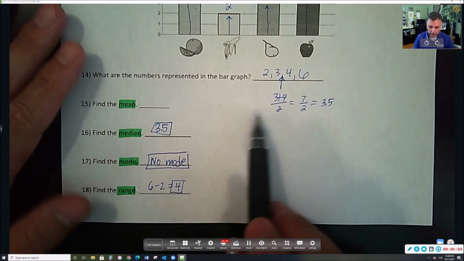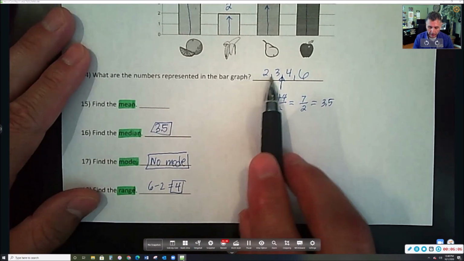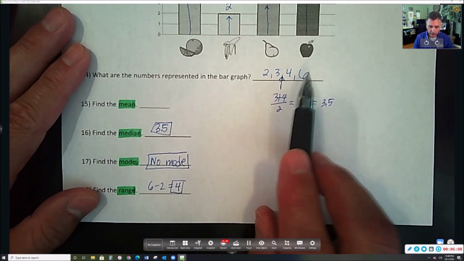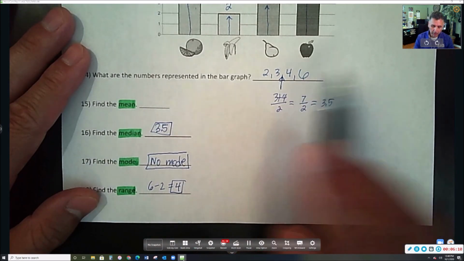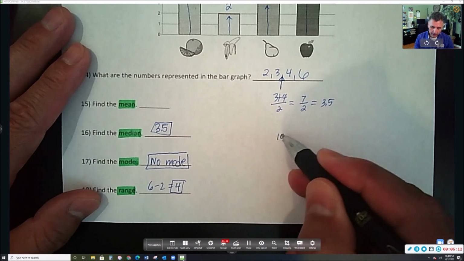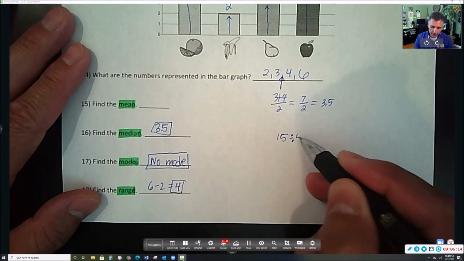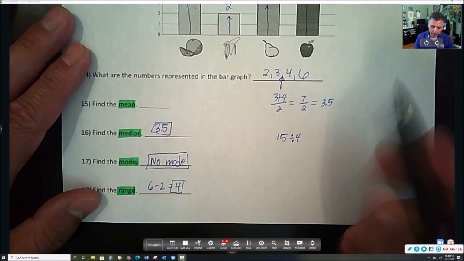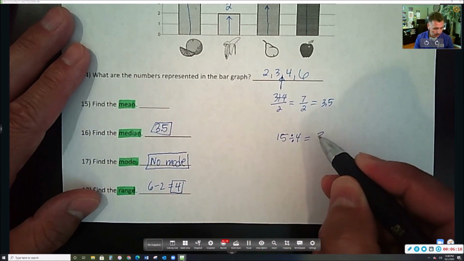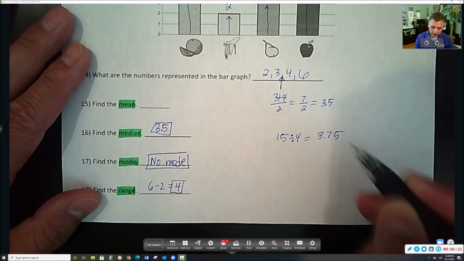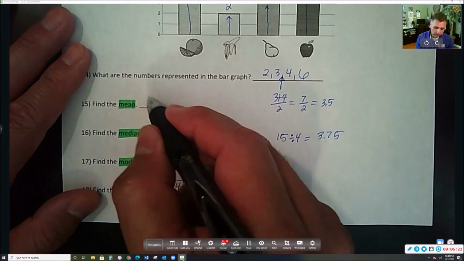And then the mean, again, we need to add these up. 2 plus 3 plus 4 plus 6. If we add them all up, we get 15. And then you take 15 and divide it by 4 because there's 1, 2, 3, 4 numbers. Type that in the calculator and you get 3.75. So this is the mean or the average.